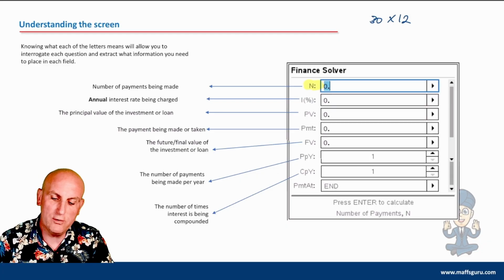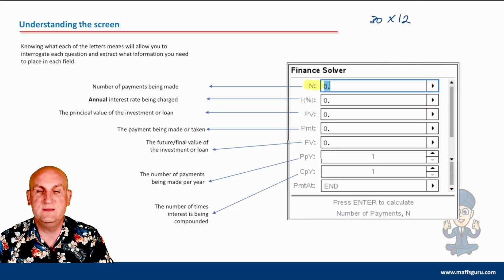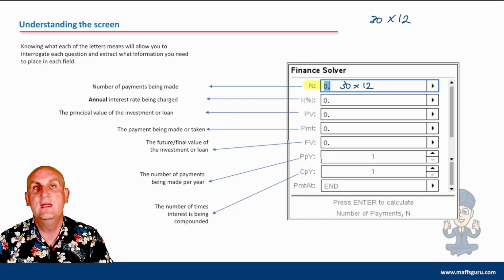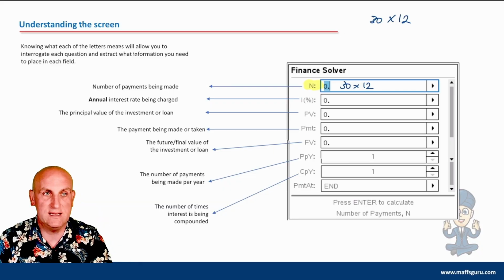Now, when you do this, you do not have to multiply 30 by 12 in your head. You can actually enter 30 times 12 in the calculator. It will work it out for you. Don't mess things up just because of a silly calculation error.